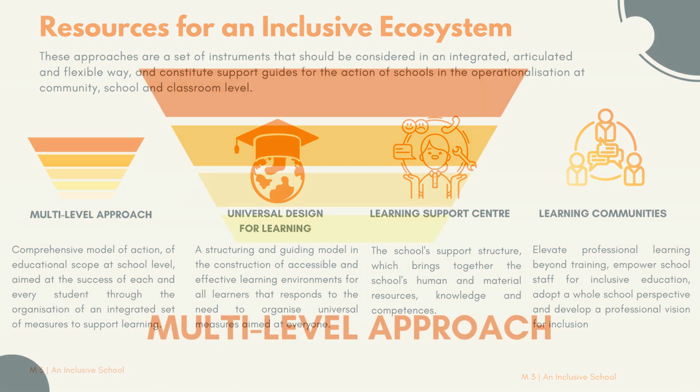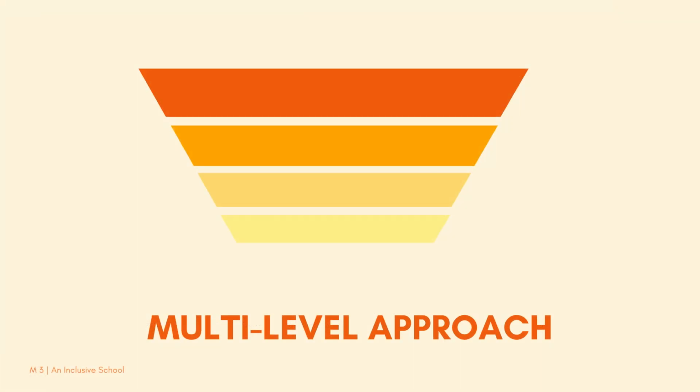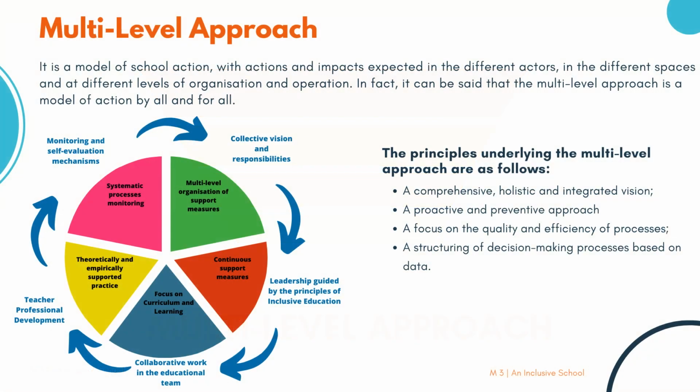Multilevel approach. This is a comprehensive model for action at school level, aimed at the success of each and every student through the organization of an integrated set of measures to support learning. This model of action has expected impacts on the different stakeholders in the different spaces and at different levels of organization and operation of the school. It is based on the principles presented here and, based on a collective vision and responsibility, it organizes support measures on various levels, which are ensured continuously.